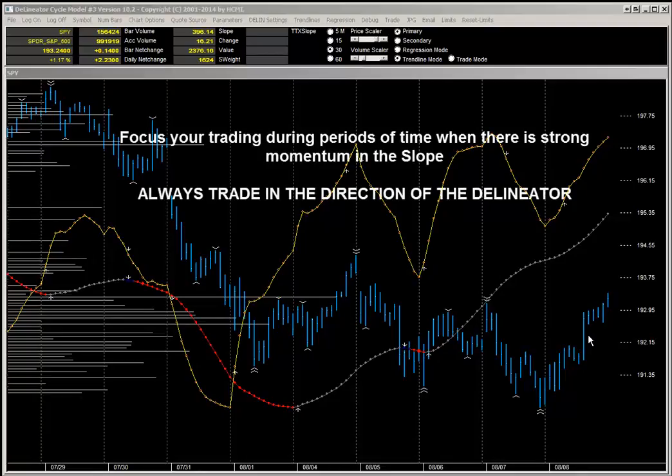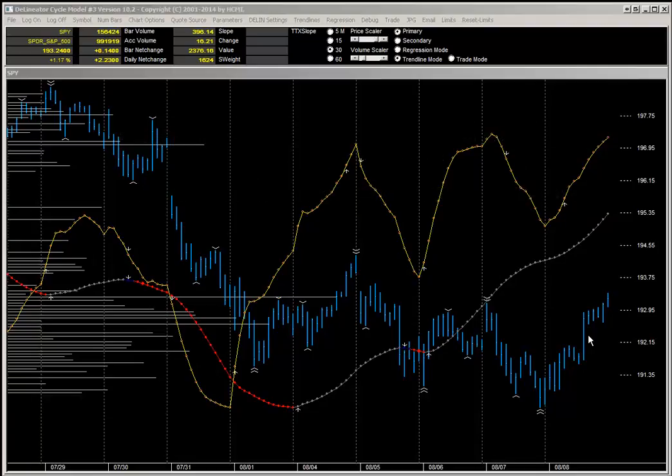We would like to be trading during the periods of time when there is strong momentum in the value of the slope, and of course always trade in the direction of the delineator. So if the delineator were up, we wouldn't want to be looking for short signals. We would be wanting to buy lows and sell highs, take our profits into highs. We would not be wanting to sell the highs and look to cover. We always trade in the direction of the delineator.